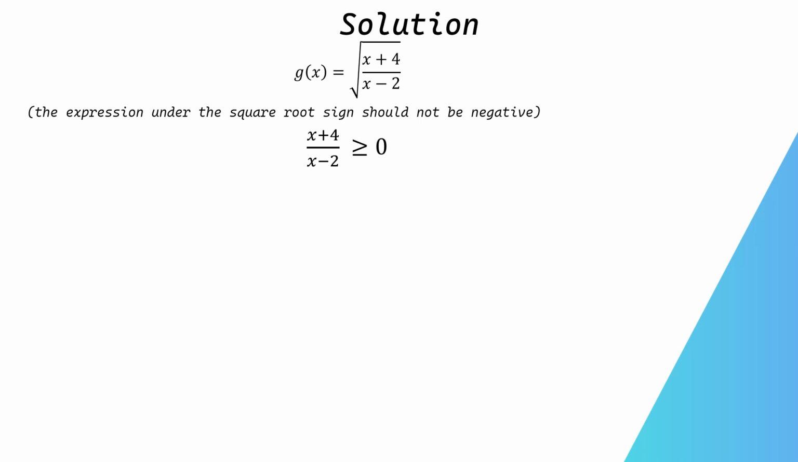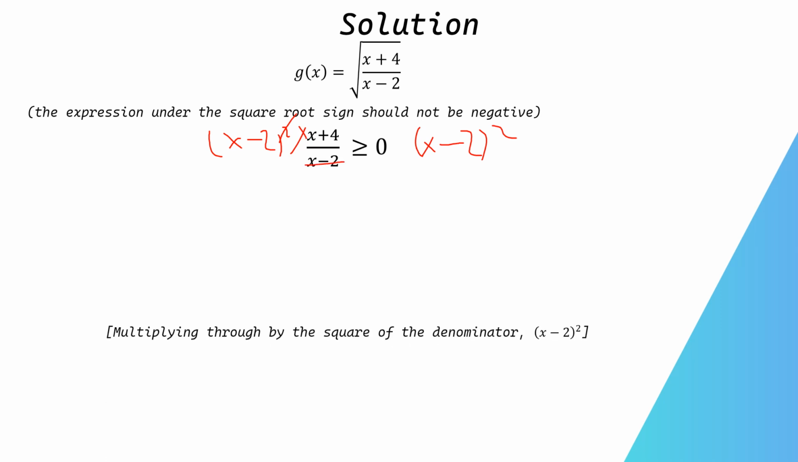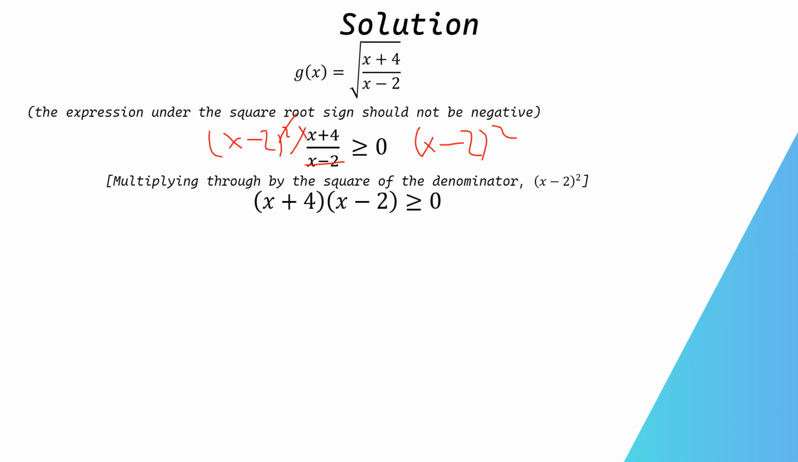Getting to this point, someone would like to multiply through by x minus 2. But do we think that will help us? Let's try multiplying through by the square of the denominator rather and see what will happen. When we do so, this one will take the exponent 2 away. So we have (x plus 4) multiplying (x minus 2) greater than or equal to 0.